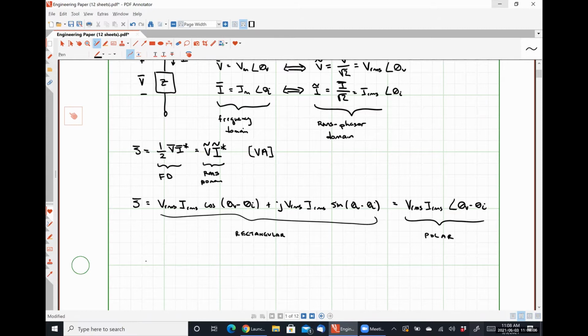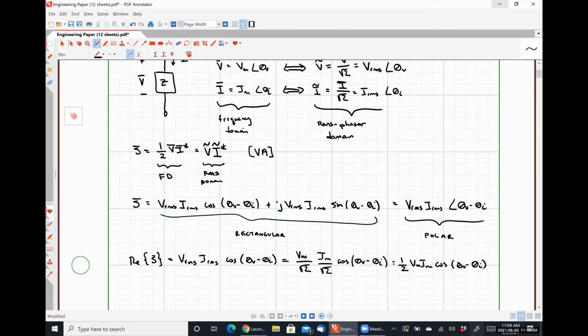The real portion of S is given by VRMS IRMS cosine (theta V minus theta I). Well, this is identical to Vm divided by the square root of 2 times Im over the square root of 2 times cosine (theta V minus theta I), which is equal to 1/2 Vm Im cosine (theta V minus theta I), which we've seen before, right?